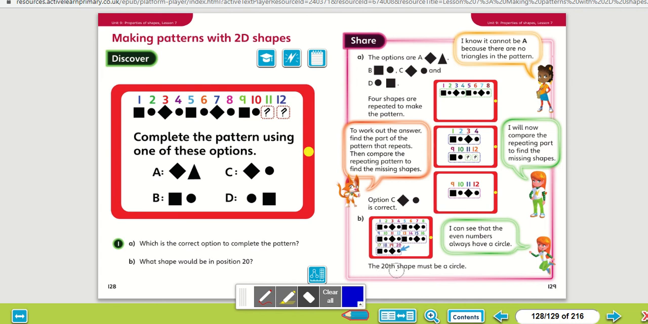So the 20th shape must be a circle, because I can see that the even numbers always have a circle. An even number is a number that can be divided by 2. Great. So this is a pattern.